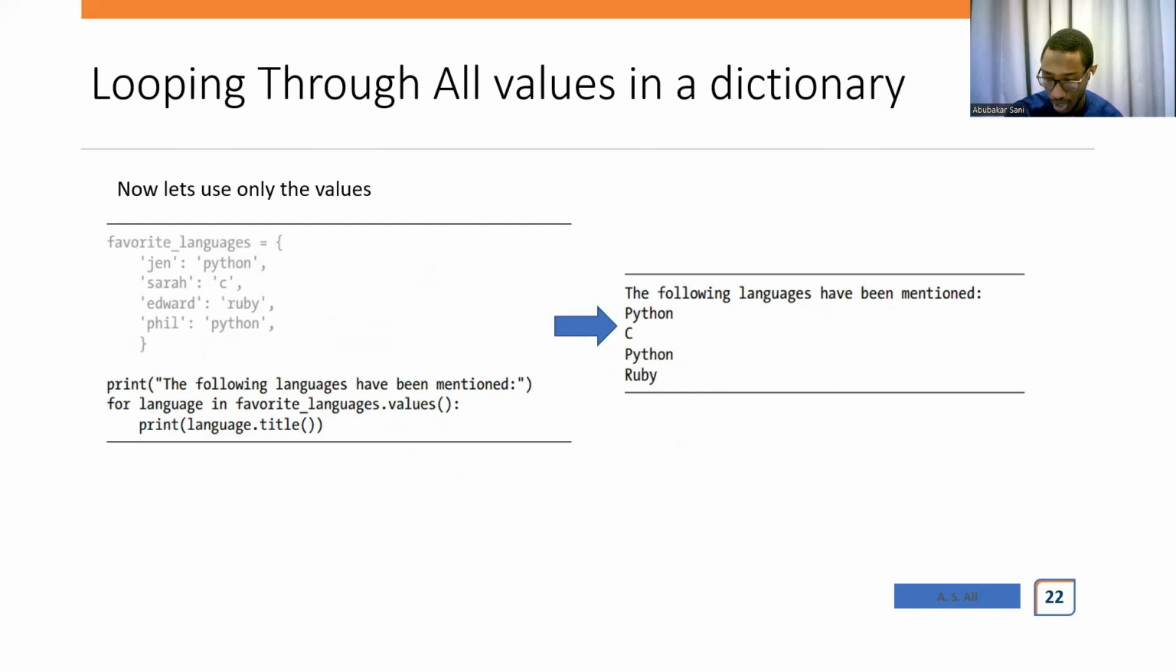You can see dot values. Here you are only interested in the values, not the keys. Okay, you can do that as well. So as you can see here, we are only printing the values: Python, C, Ruby, and Python again.